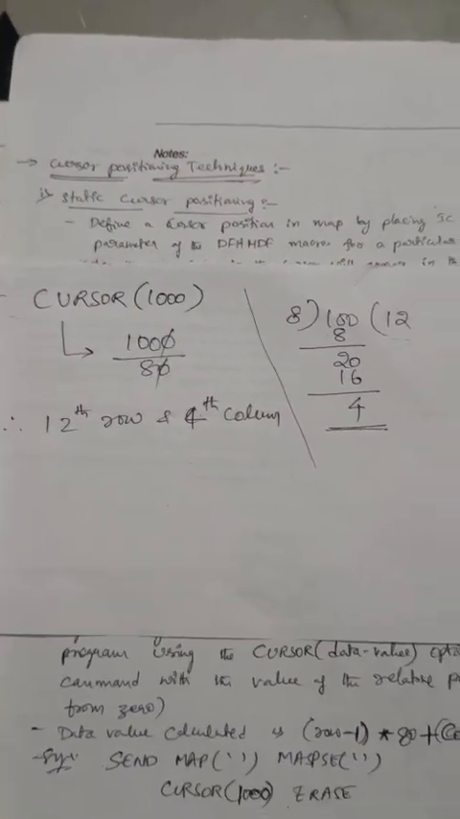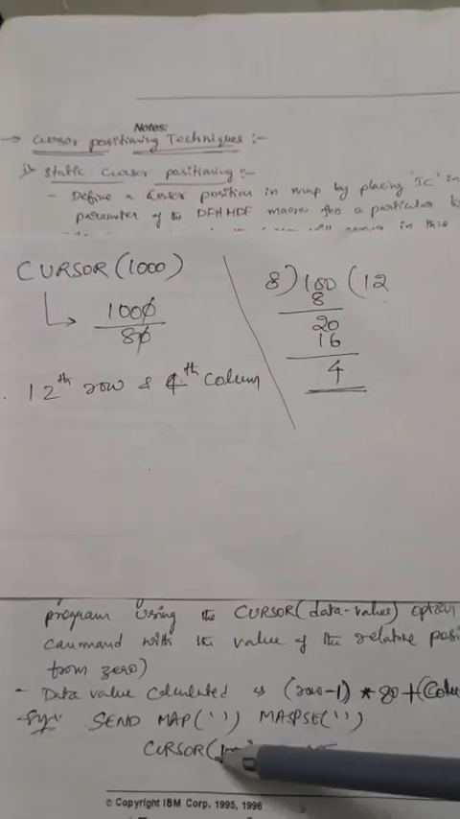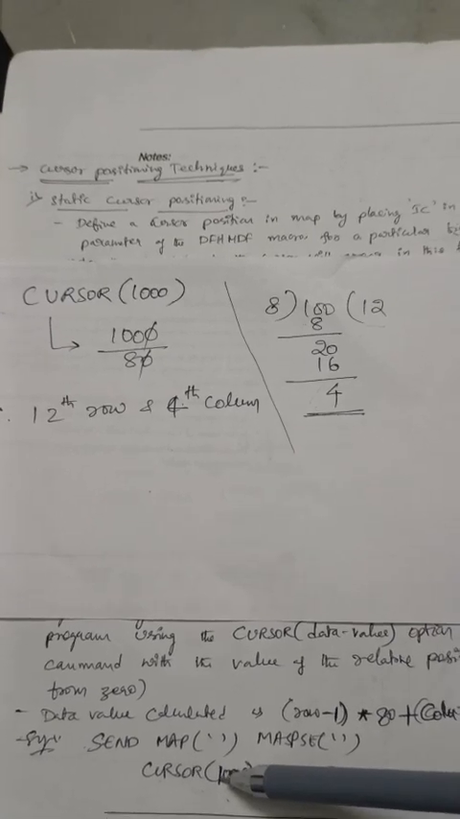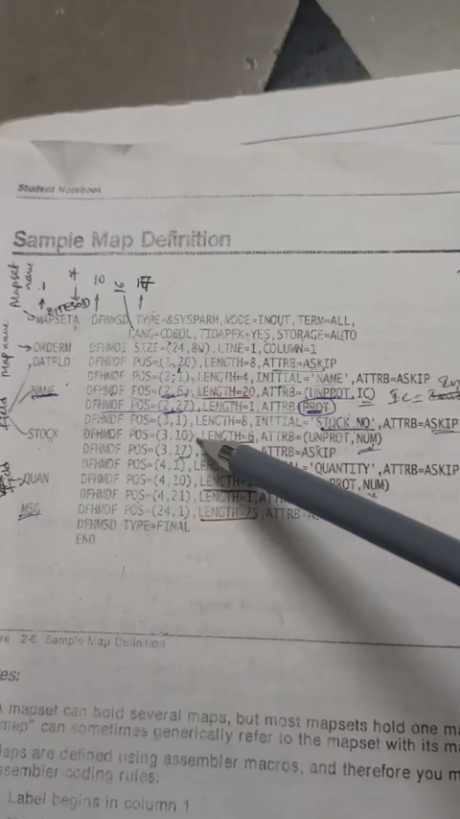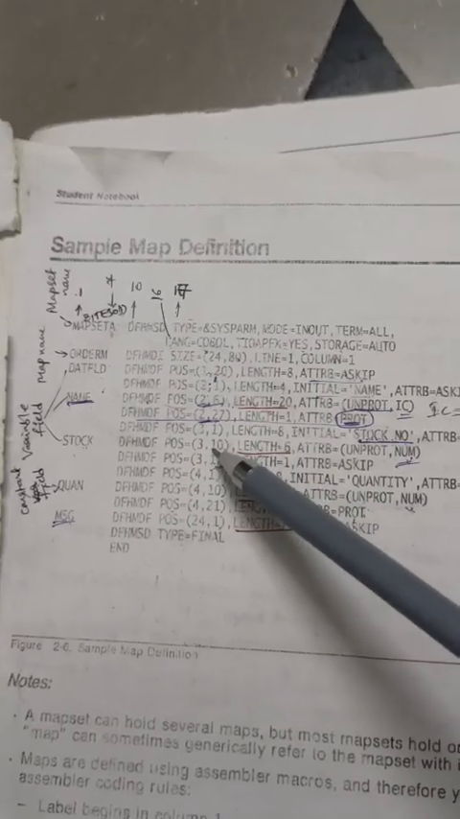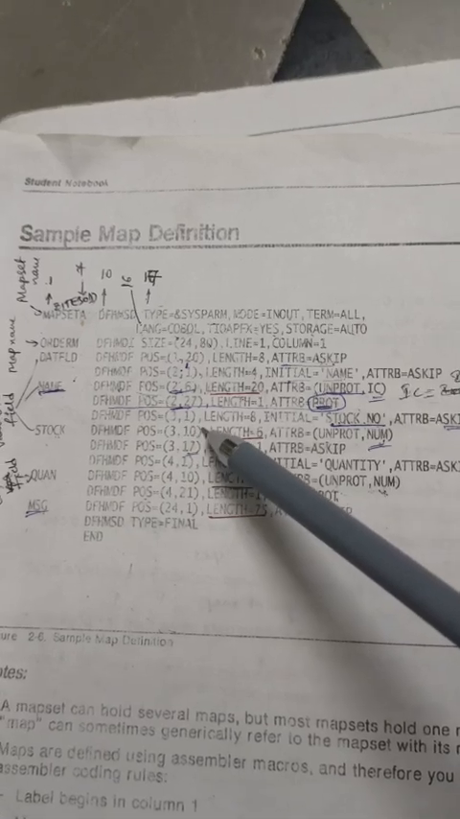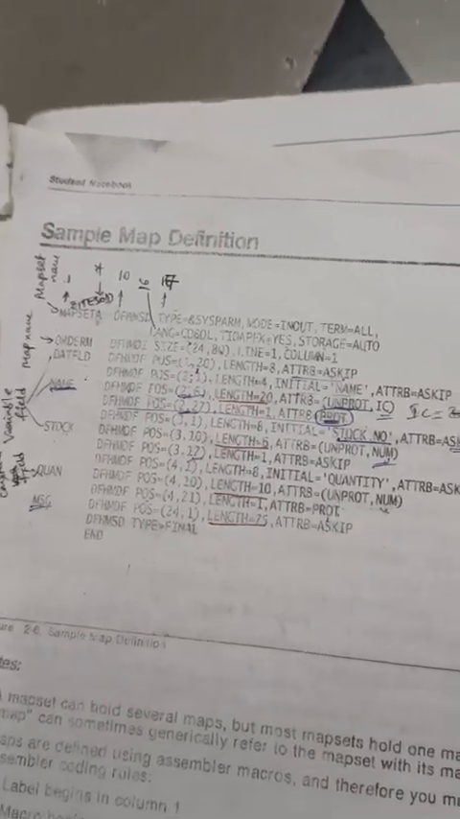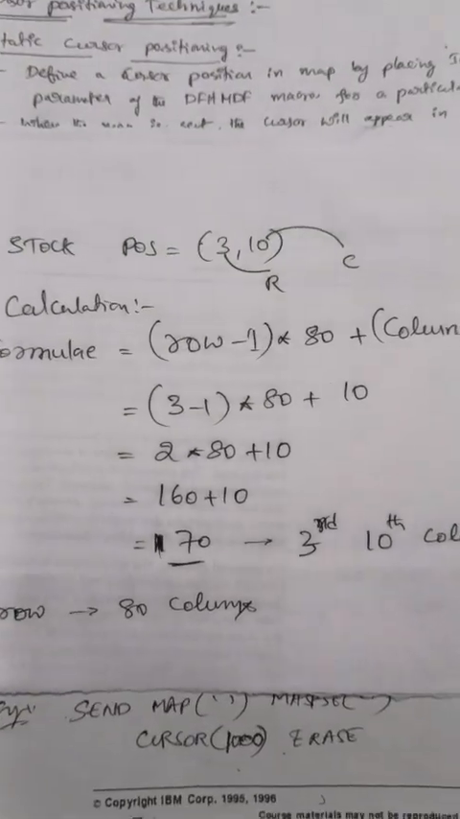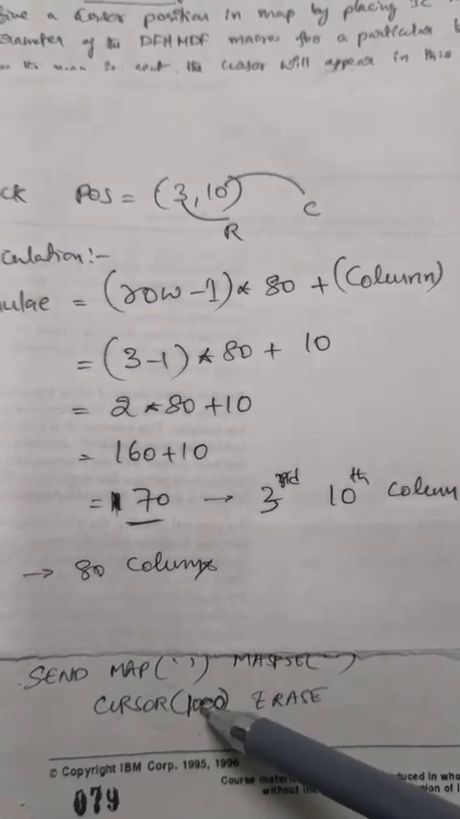This is the cursor positioning 1000. Now take yesterday's example for the stock number. For the stock number field, the value I mentioned yesterday in the physical map was 3,10. But I want to mention similar positioning in the send command by using cursor. Instead of 1000, what value do I have to mention in the program?